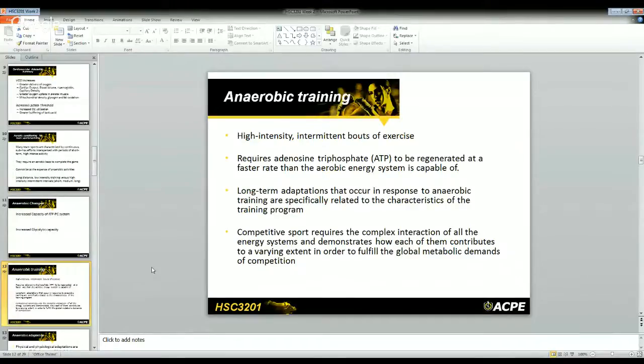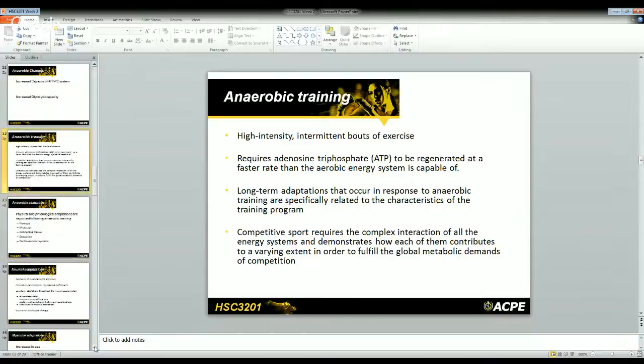So when we talk about competitive sport, it's a complex interaction between these energy systems, and we highlight how each of them contributes to that sort of performance. So we need to look at that and understand that and apply it, how we can work across the 3 energy systems with improving performance. Because although we may look at it as an anaerobic event, it still has other components along those lines.